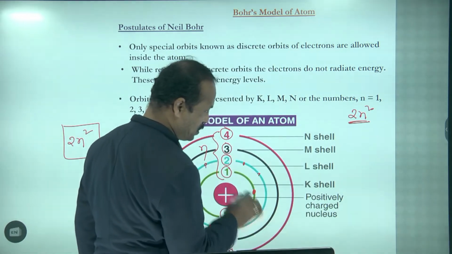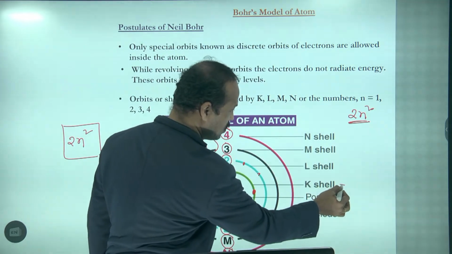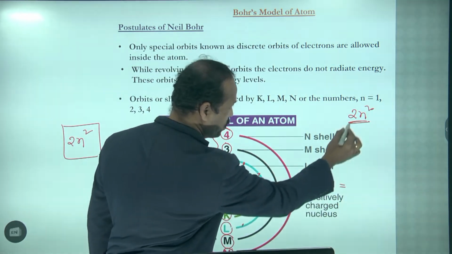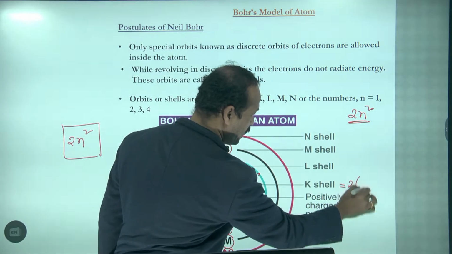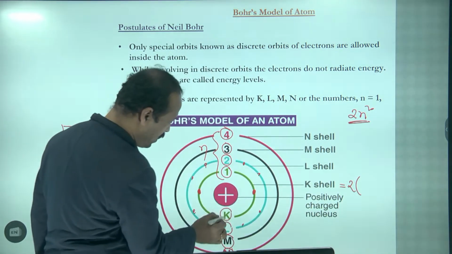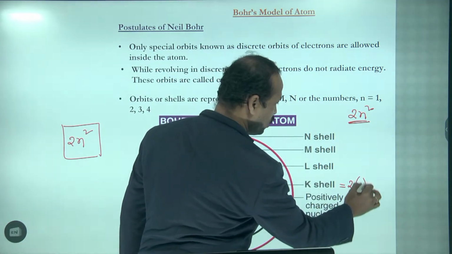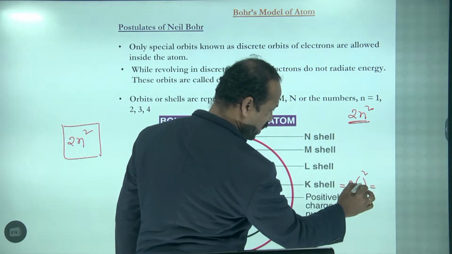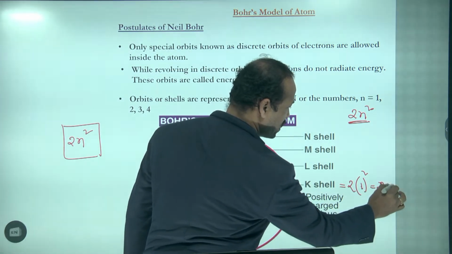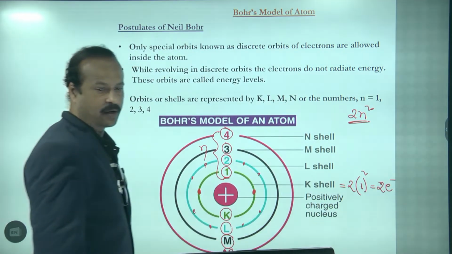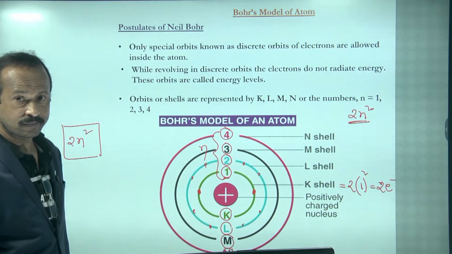For example, you see here the K shell. How many electrons can it accommodate? You write 2 into n square. But the K shell value is 1. So 2 into 1 square. 1 square is 1, 1 into 2 is 2. So the first shell can accommodate only 2 electrons. Is this clear to you?